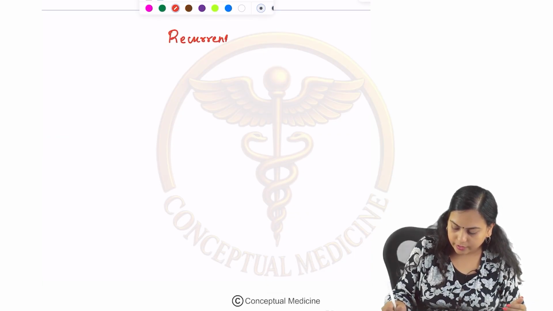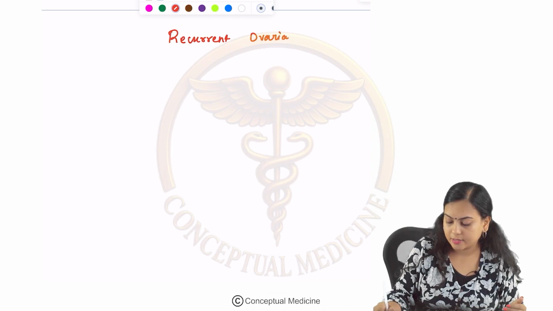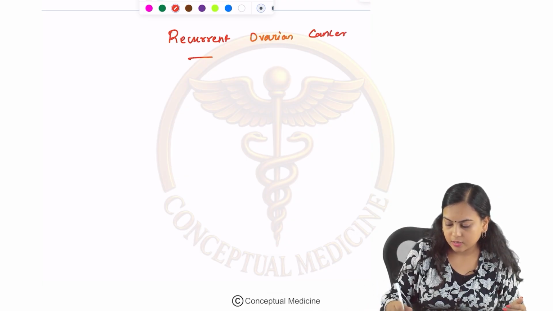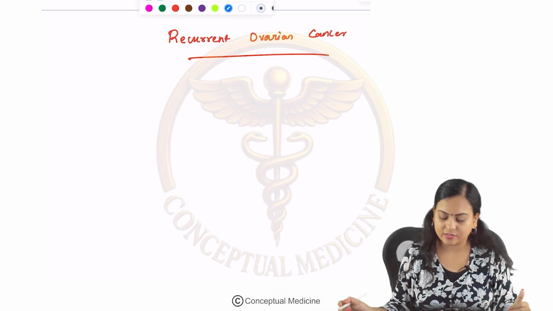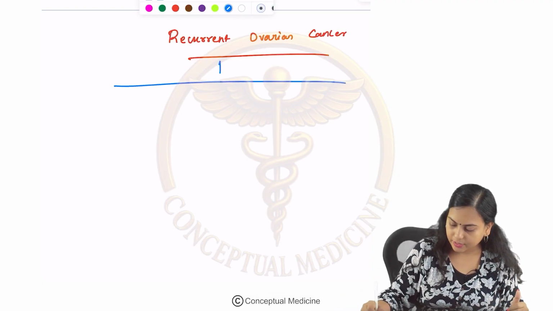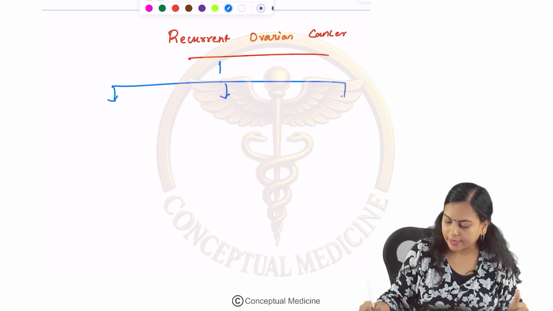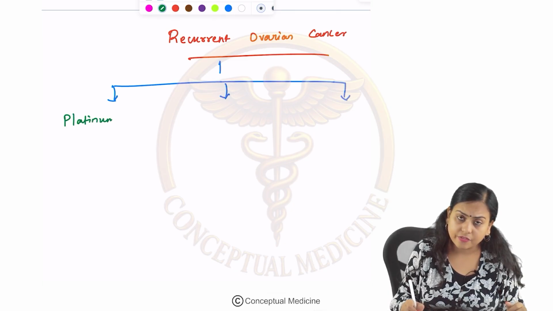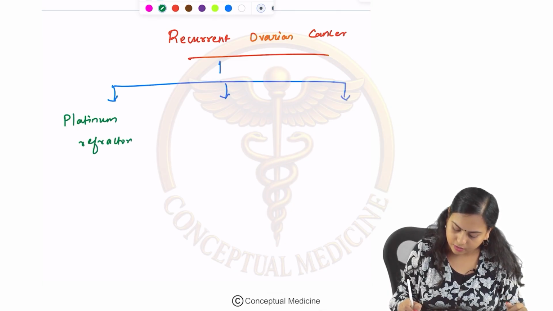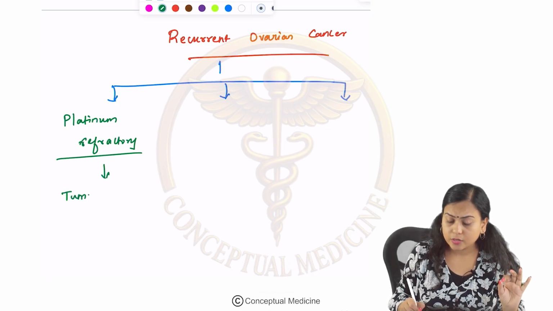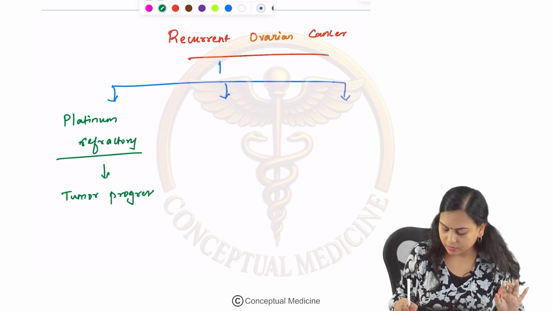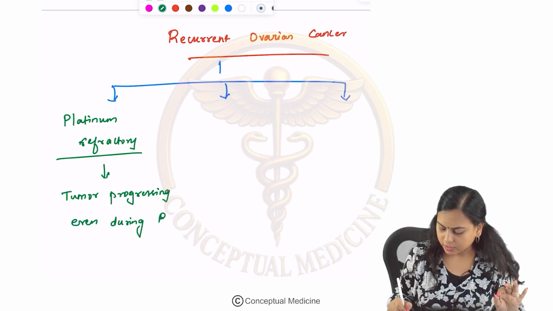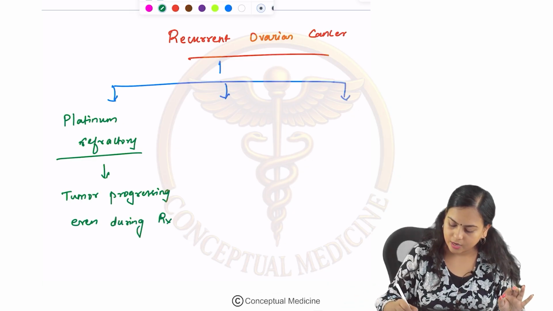Now, let's also talk about recurrent ovarian cancer, because recurrence is not so uncommon with ovarian cancers. Okay, so we can classify recurrent ovarian cancer into 3 types. First type is platinum refractory type. Okay, what does platinum refractory type mean? The tumor is progressing even during treatment. Clear?